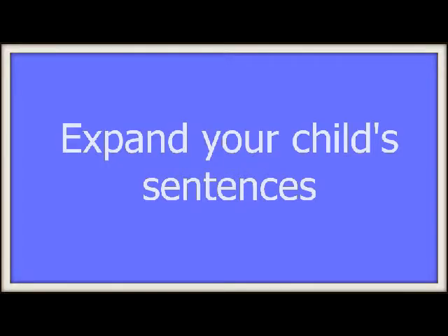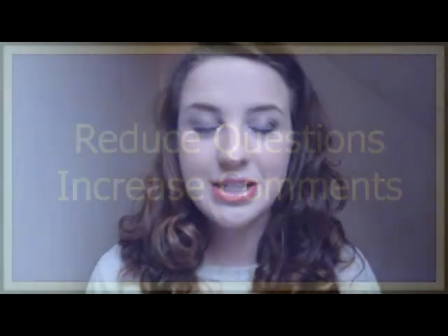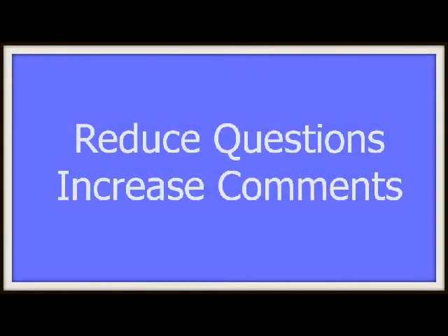Another tip is to expand on what they're saying. So if they say cat, you could say the cat is sitting. So that's adding one element. So the cat is sitting. If they say the cat is sitting, you could say the cat is sitting on the car. So that's another element in your sentence, and that's how you expand sentences and how children will learn how to expand their sentences too.